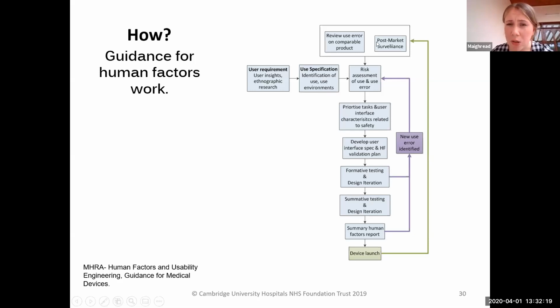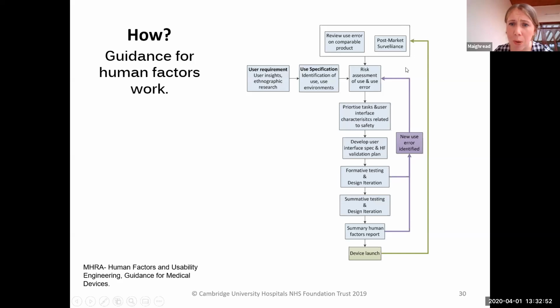You then start to look at what other devices are on the market. And if you can pick out if there's been any use error with those previously, just, again, thinking of rehab examples, if you were designing a new switch for somebody, if they've previously used an off-the-shelf switch, you could get feedback on their experience with that, what was good about it, what was bad about it, and then you can incorporate that into your own design.